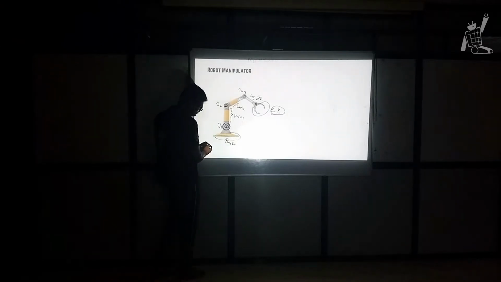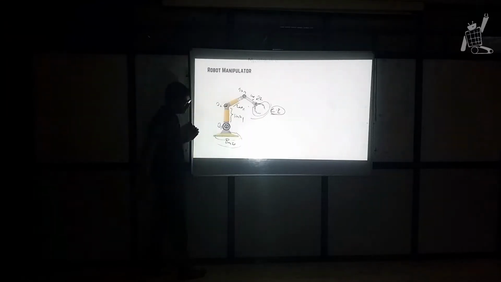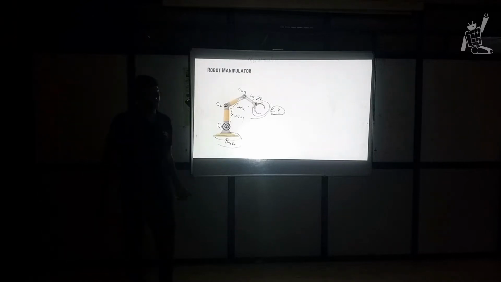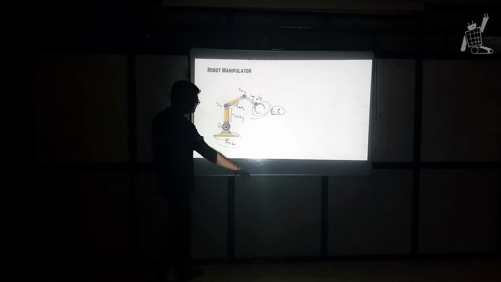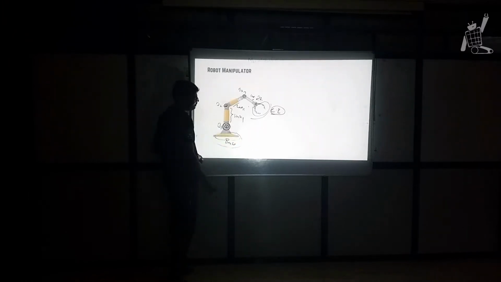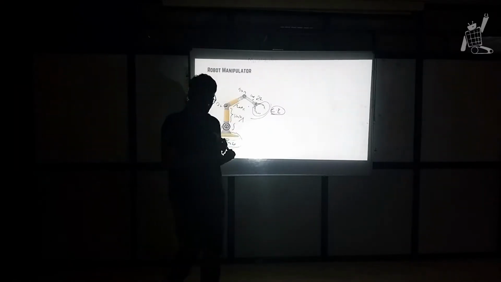Usually, when we say robot manipulator, it only includes the base, joints and links, and we leave out the end effector, because the end effector can be changed based on our requirement. If it is for welding, we will attach a different end effector here. If it is for picking something, we will attach a different end effector. So a robot manipulator only includes the base plus joints and links, except the end effector.